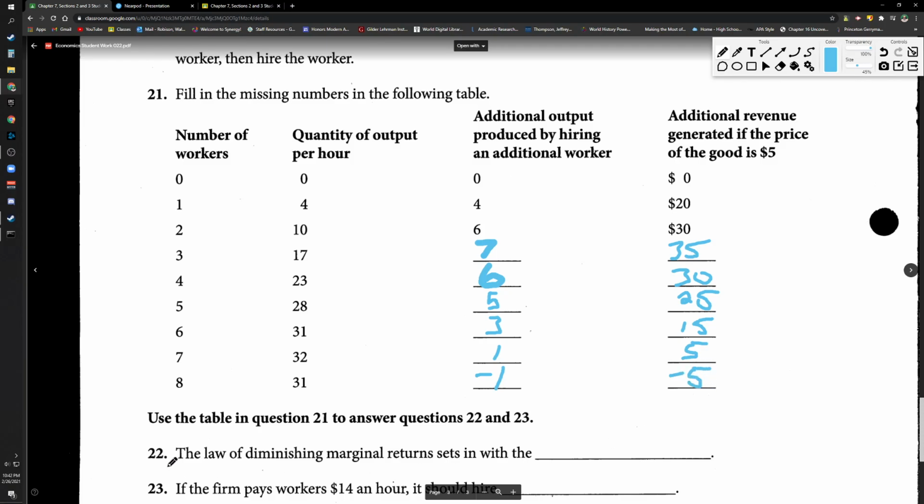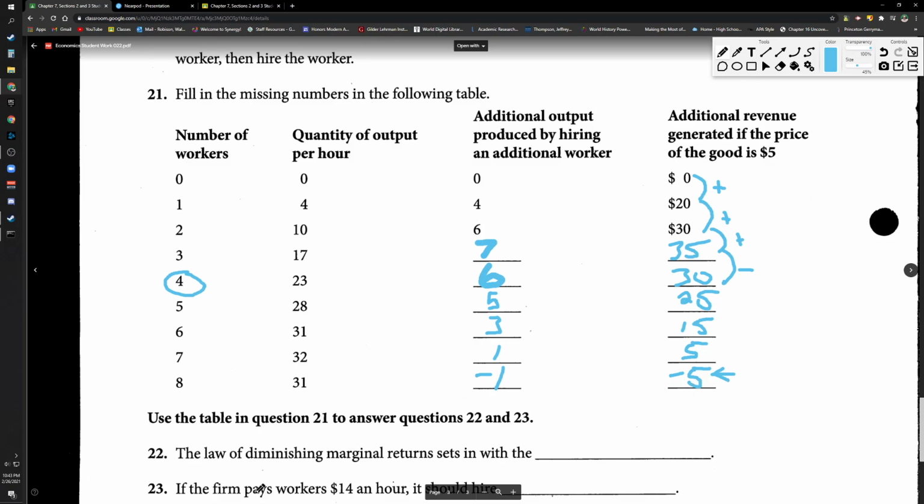Okay. Now it says the law of diminishing marginal return sets in with which employee over here. Okay. So this is positive, so that's not it. This is also positive, so that's not it. This is positive. This is negative. Okay. So this is our answer. So we put 4th employee. Remember, this one right here is negative. Okay, we don't want that. That's bad. This person's costing us money.